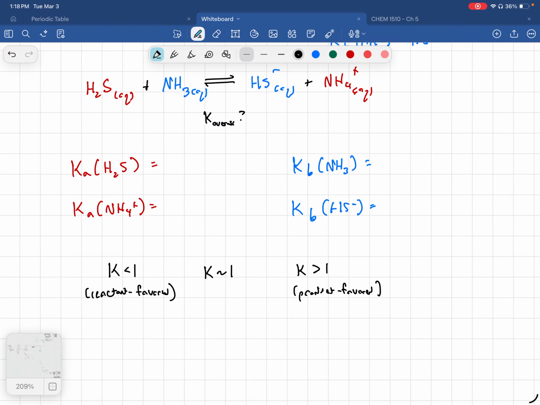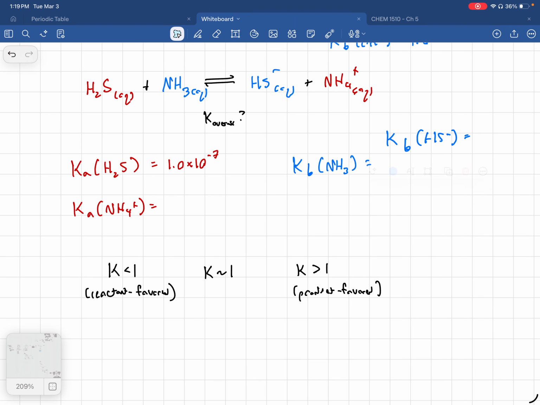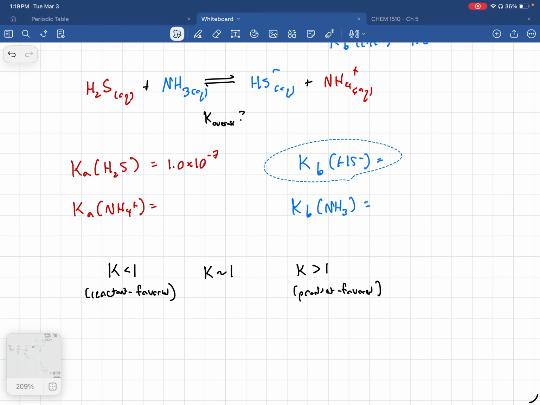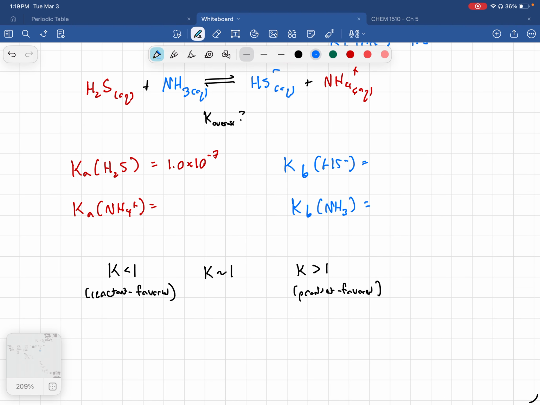Okay, so we have H2S, and that is a value of 1.0 times 10 to the negative 7th. That's hydrogen sulfide. And here, let me switch these so that the pairs are on the same line. Let's look at the Kb for its conjugate base form, and we could calculate that. It's also going to be 1.0 times 10 to the negative 7th, right? Because remember, Ka times Kb for a conjugate acid-base pair must always multiply to give 1 times 10 to the negative 14th in water at 25 degrees Celsius.